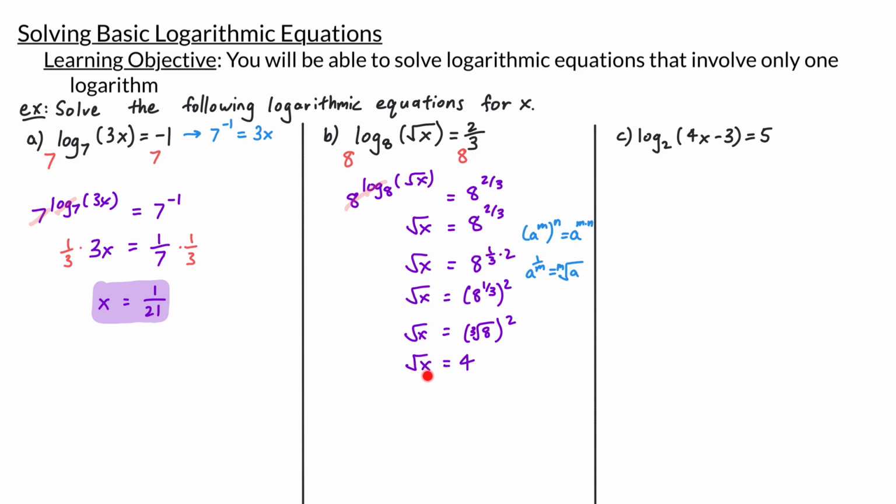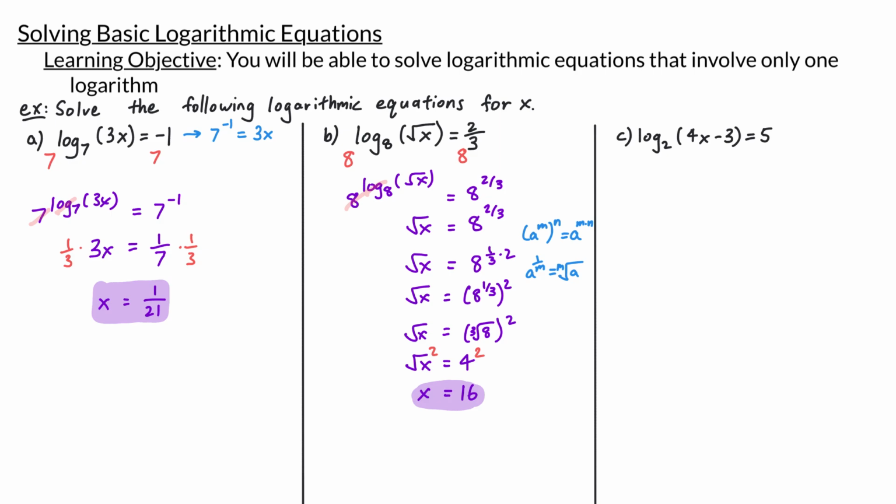Now, if we want to get x by itself, we would need to undo the square root. And so we perform its inverse operation to both sides of the equation. We'll square both sides of this equation, and so on the left-hand side, we'll just be left with x, and on the right-hand side, 4 squared gives us 16. And so x equals 16 is our solution to this logarithmic equation.